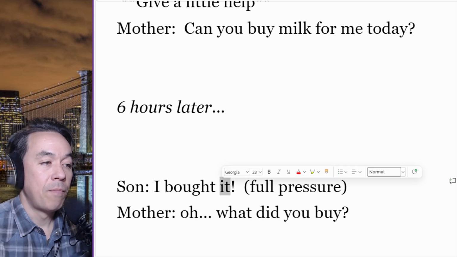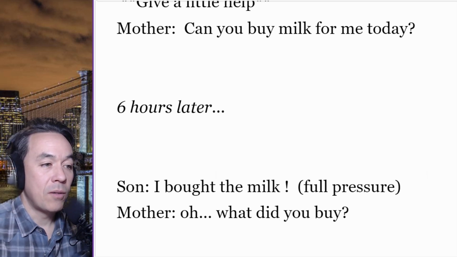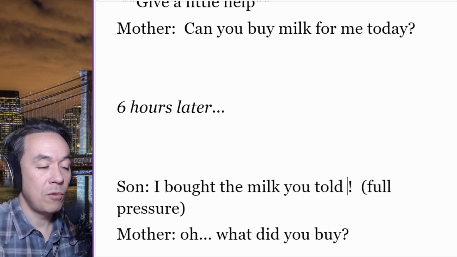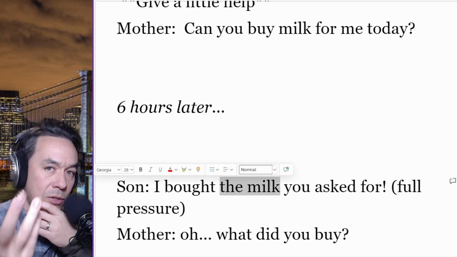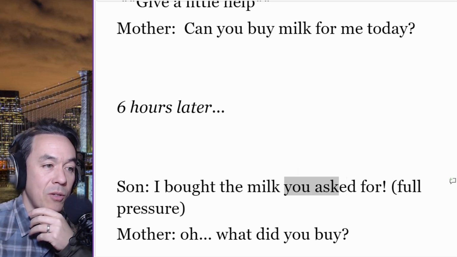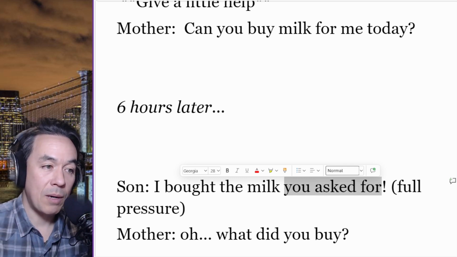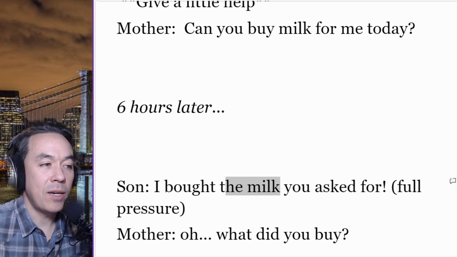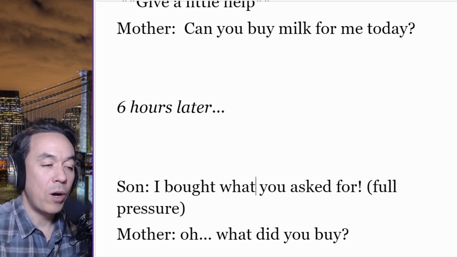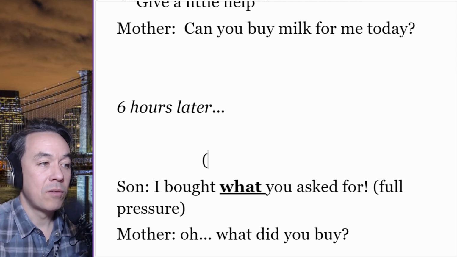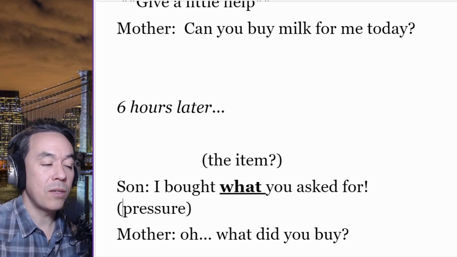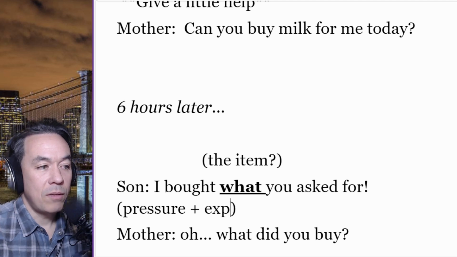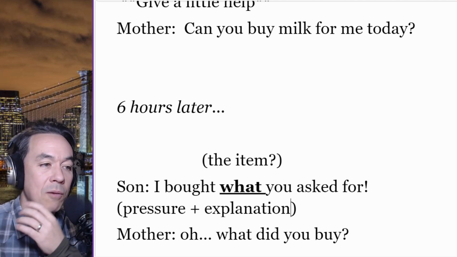The son says, "I bought the milk you asked for." Okay? So now you could see that the milk means it's gestures, right? You remember, and I'll even explain a little bit. You asked me the milk you asked for, remember? Okay, but here we could say, we can cut these words out, meaning I bought what you asked for, which means, right, the item, right, you remember. So it puts a little pressure, or it's pressure plus a little explanation. Okay, I bought what you asked for.